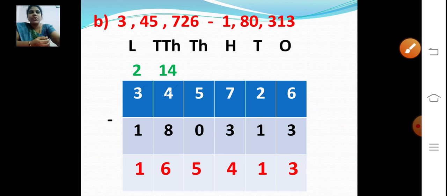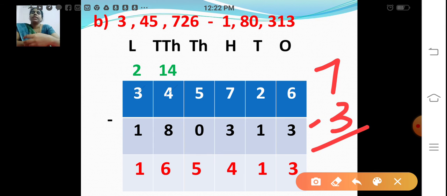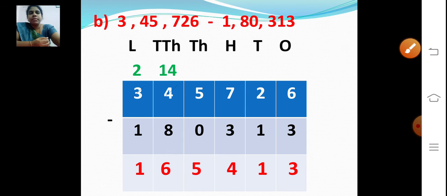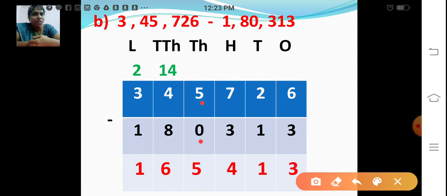700 minus 300. 7 minus 3. After 3: 4, 5, 6, 7. 7 minus 3 is 4. Write it down. 700 minus 300 is 400. Now let's move on to the thousands place now. 5 minus 0. 5,000 minus 0. So the answer is 5. 5 minus 0 is 5. Now let's move on to the 10,000s place now.